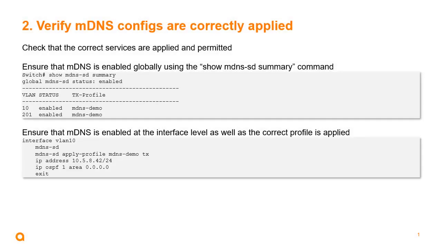So the next step is we want to make sure that the configs are correctly applied. On this first command, we can do a show mDNS SD summary. We can see that it's globally enabled and that on both VLANs it is also enabled with the correct profile. If we want to check the interface level, we can do a show run interface, and we can see that the mDNS SD command is there. That means it's enabled on that interface, and that the mDNS SD profile is applied correctly.